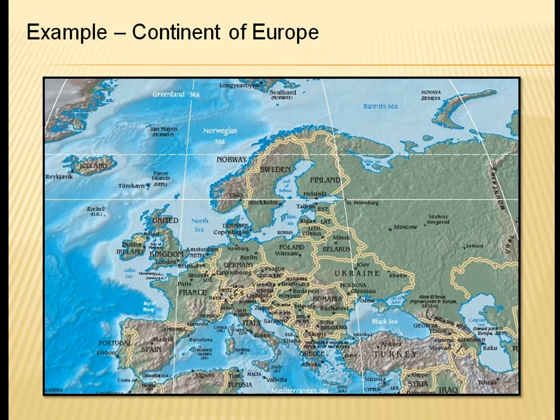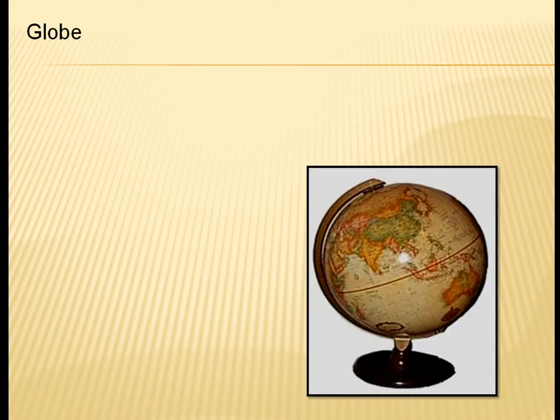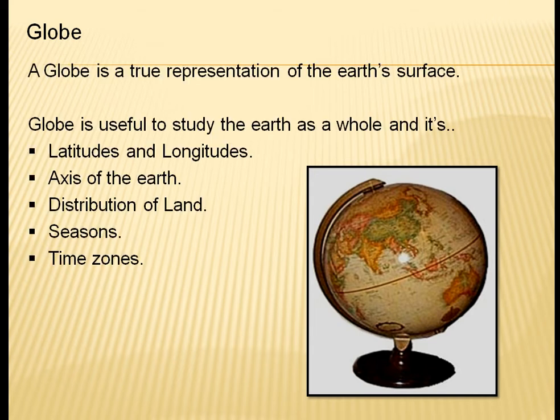Next, moving further, globe. What is a globe? Let's check out. Already you have seen the globe. It looks very old. So by the photograph you can understand that globes are very important and people used to preserve them and use them for their purpose. A globe is a true representation of the earth's surface. Its usefulness we already saw for latitude and longitude, axis of the earth, distribution of land, seasons and time zones.